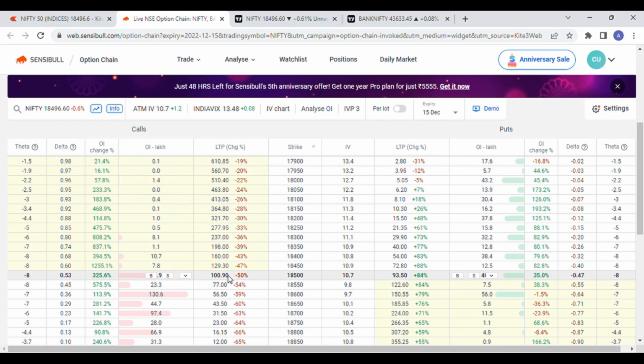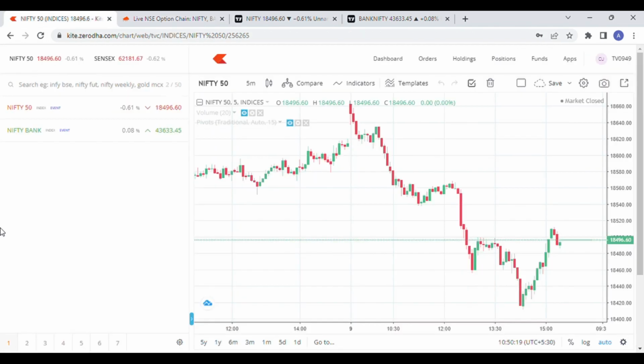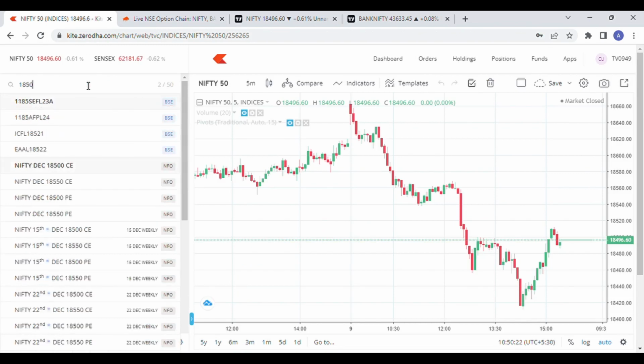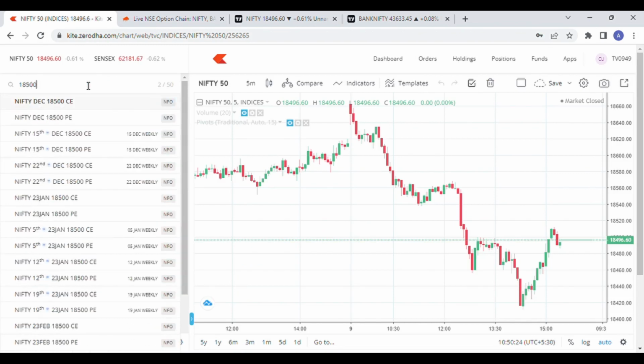For any option, suppose I mention 18,500 here. There are various types of expiries available. First you will get this month's expiry. This 18,500 CE is this month's expiry, December. Every week Thursday is the expiry day. For this December 18,500 strike price, the expiry day is this month's last Thursday, that is 29th of December.